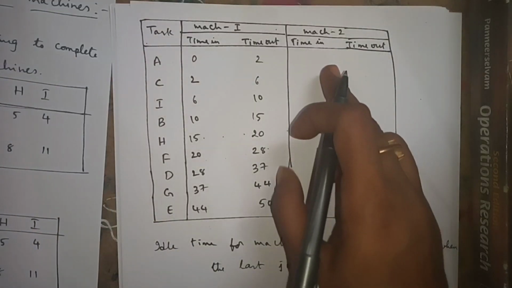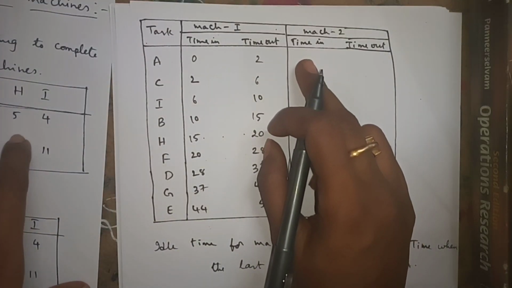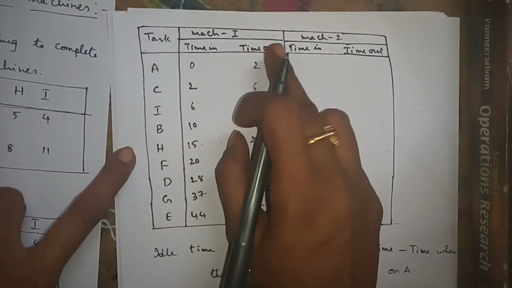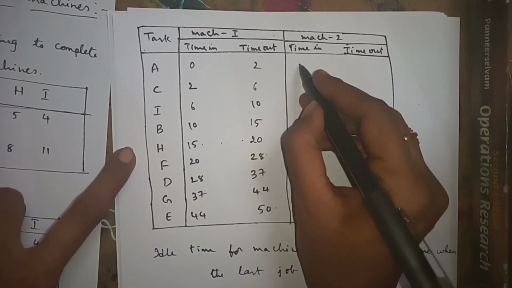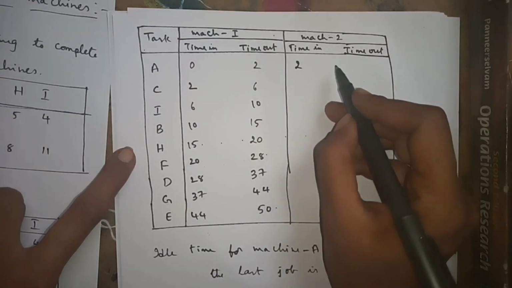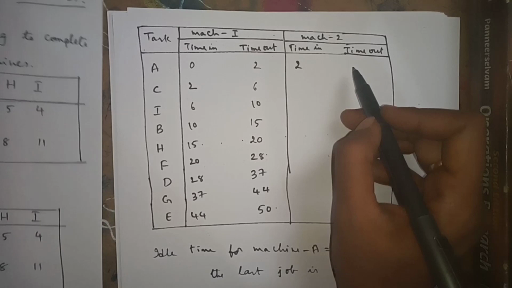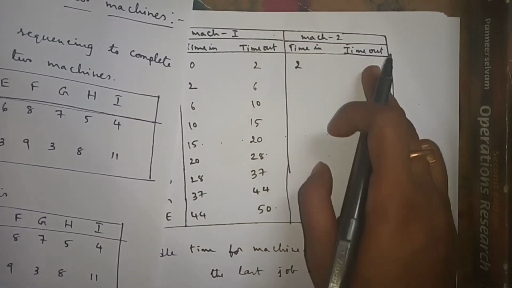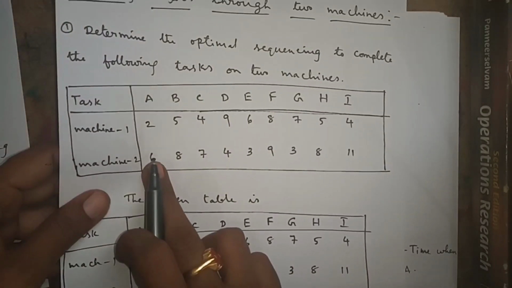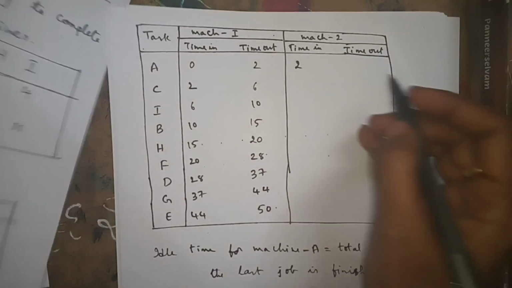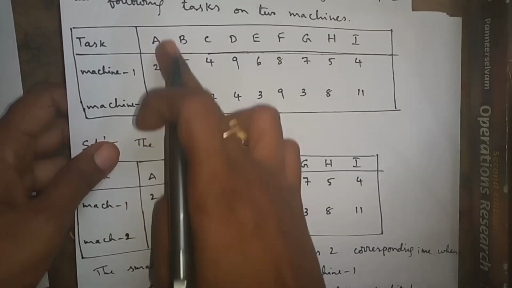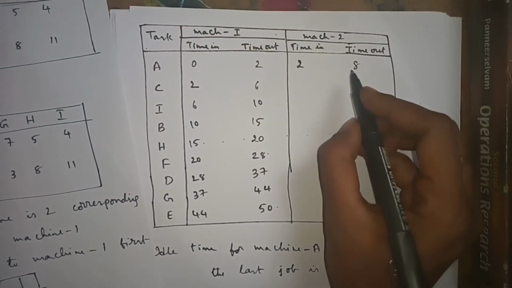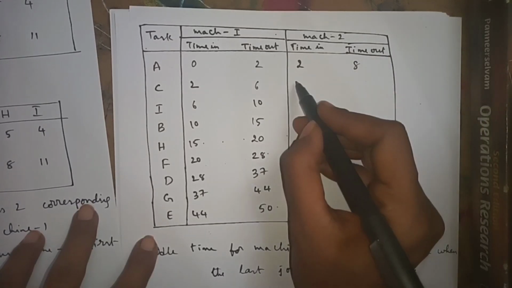Now for machine 2, time in. For the first task A, time in is 0, time out is 2. Now this 2 I will write here as it is. Now time out for machine 2: the machine 2 value near A is 6. 2 plus 6 is 8. Now this 8 as it is I will write.